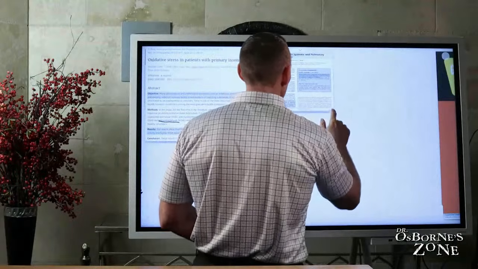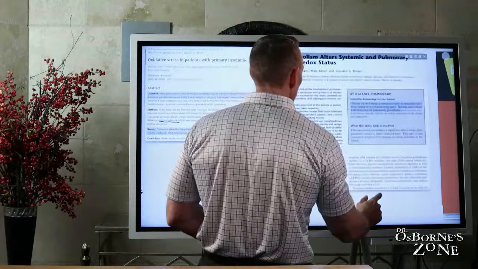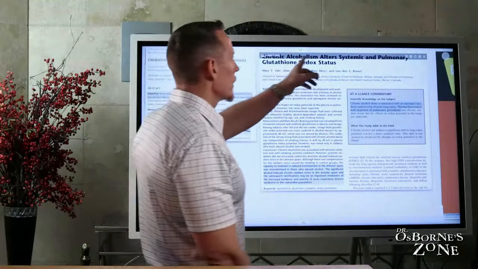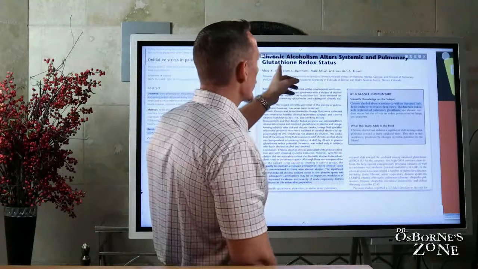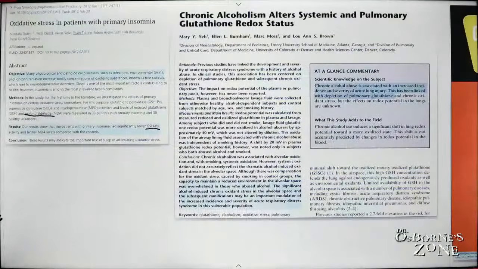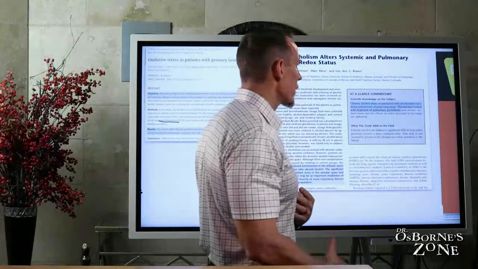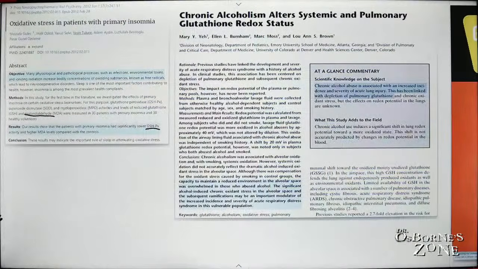And we have alcohol. You can see here, chronic alcoholism alters systemic and pulmonary glutathione redox status. So kind of in summary over here, chronic alcohol abuse is associated with an increased incidence of severity of acute lung injury. This has been linked with depletion of pulmonary glutathione. So in other words, the alcohol-induced lung damage reduces the glutathione levels in the lungs. And you see down here, capacity to maintain a reduced environment in the alveolar spaces, this is the little functional spaces inside of your lung, was overwhelmed in those who abused alcohol.